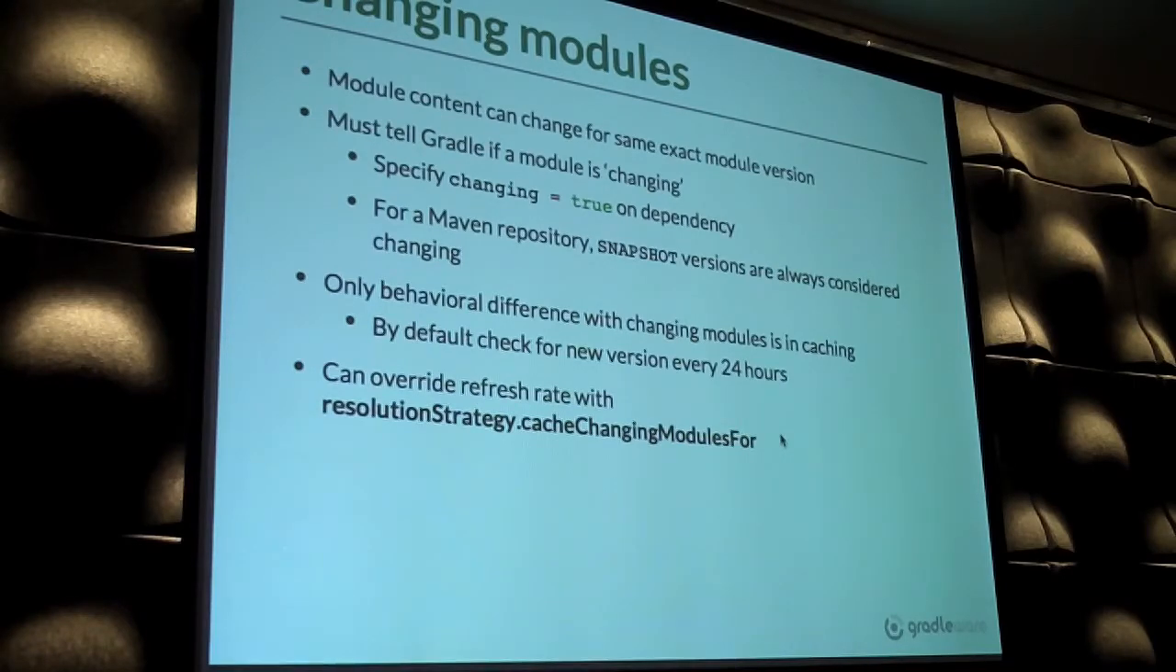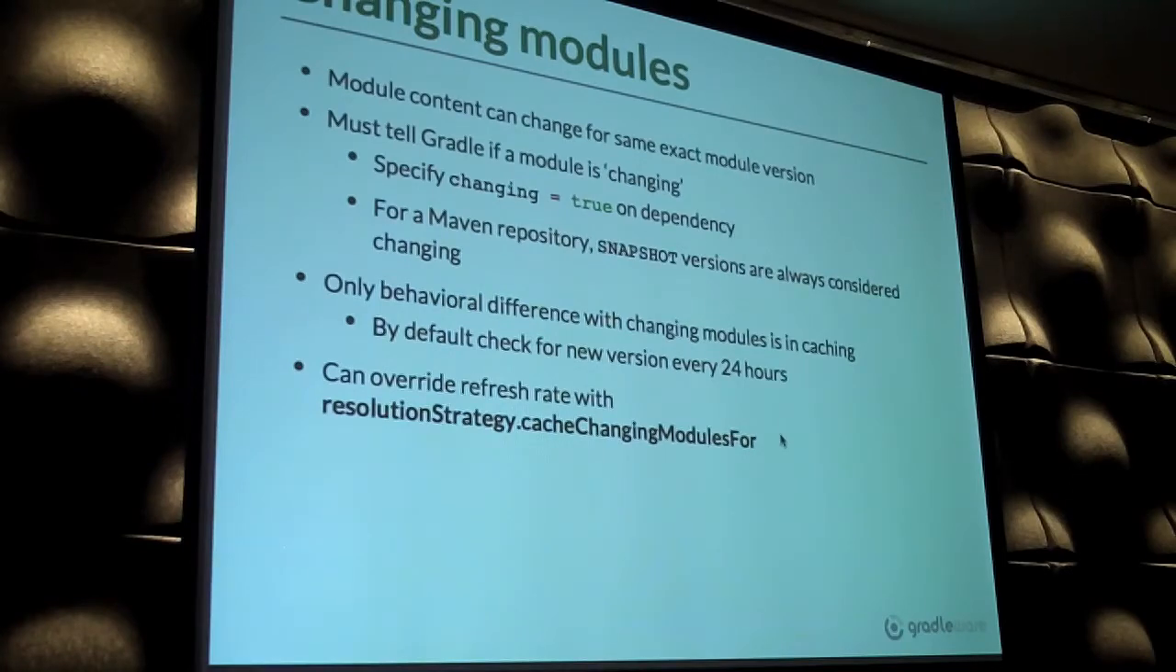Basically, it's exactly the same as cache dynamic versions for, cache changing modules for. You can set it to 0 seconds, you can set it to 2 minutes. We actually adopted the Maven default, which is 24 hours. So that's what Maven does with snapshots by default as well.